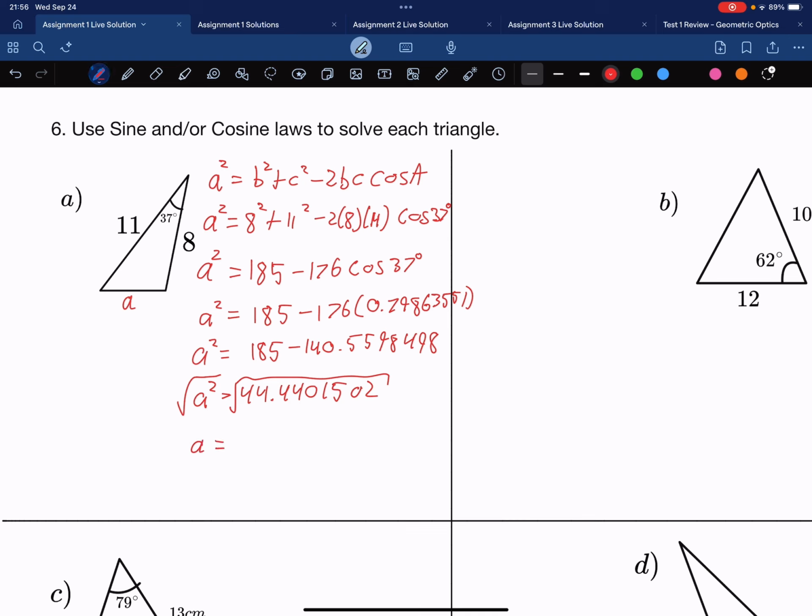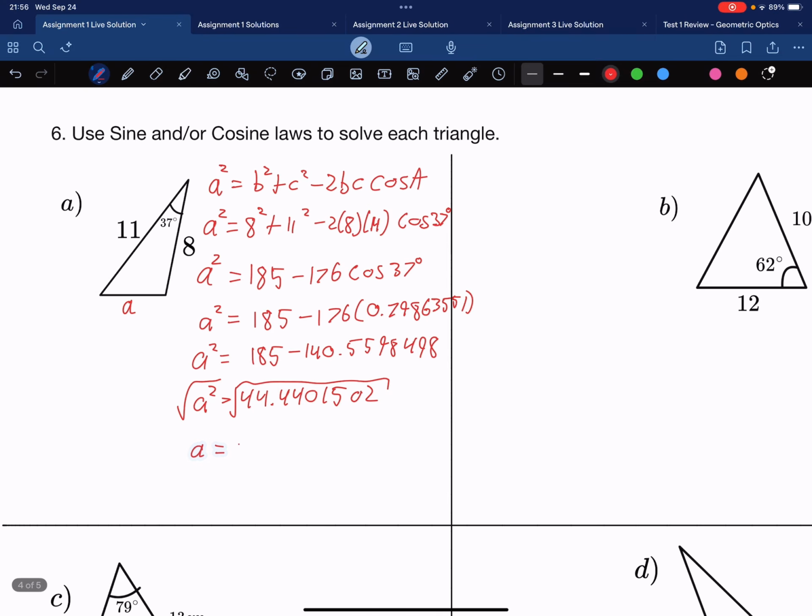Square root both sides. A equals, and again, we're just going to take the positive result of this, the square root of 44.4401502, which gives us about 6.666. I'm going to call that just 6.6. So that is our side length here.